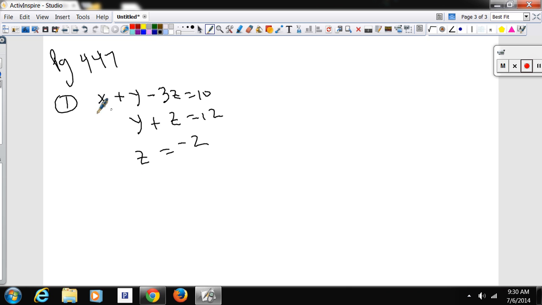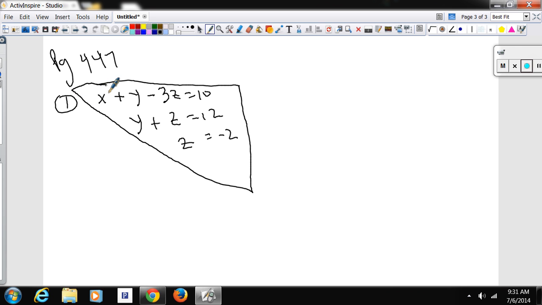Now, if they're in this format, it's kind of like a triangular format. Let me show you a little better. So z equals negative 2. So you kind of see the triangular shape here. You could almost draw a triangle around this. That's the shape that one is. And the first 6 are all kind of in that shape where they're much easier to solve because you've already been given z. So z, you're just going to plug right back into the second equation.